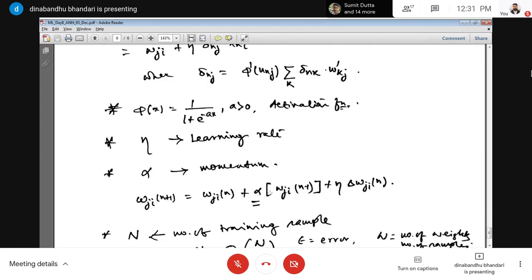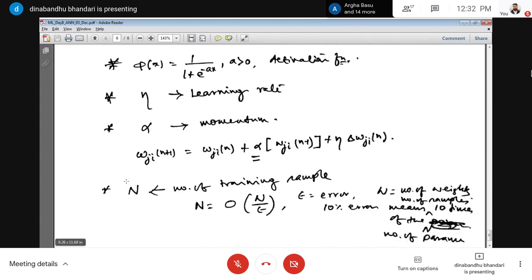And this is delta Wji. You do the current modification, the contribution of the current data point, but don't forget the contribution of the earlier data point as well. So we add that, and that is this particular constant. The eta is the learning rate, and this alpha is called the momentum. And the value of momentum in general is high, because you give more importance to the previous data.